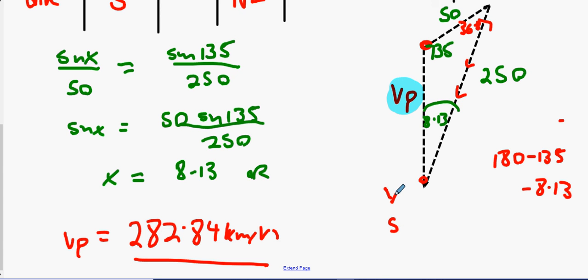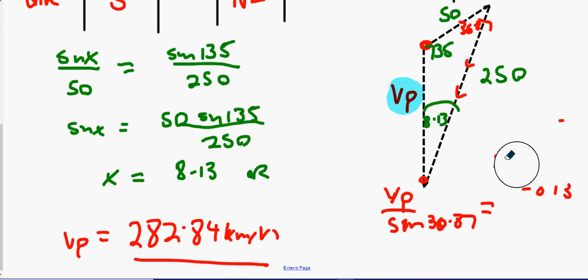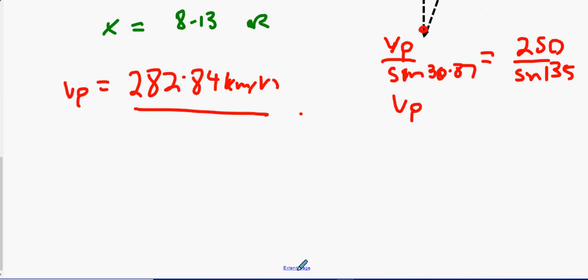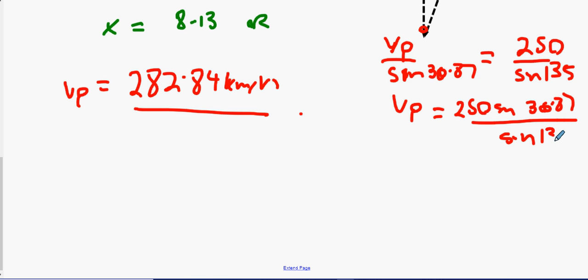So, VP divided by sine 36.87 equals 250 over sine, what's the sine? 8.13. So what do we get here? It's 250, not sine 135. Yes, it is. Thank you, Killian. And what do we get here, guys? 181.41.